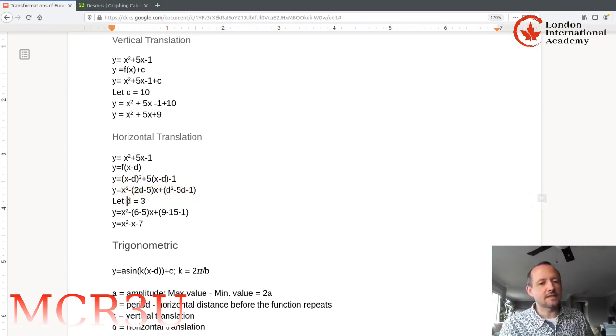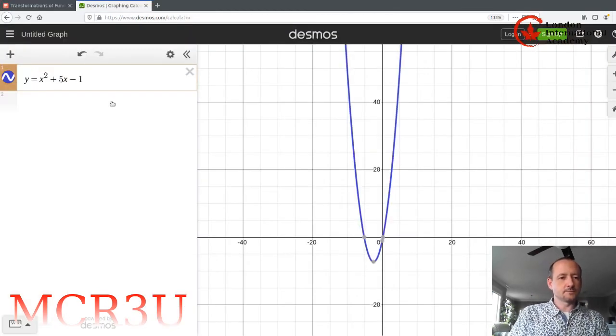In this case, let d equal 3. We're going to move the function horizontally by a distance of 3. And there we put 3 into the equation. 2 times 3 is 6. And 3 times 3 is 9. And 5 times 3 is 15. Simplifying, we get this one. So I'll put this in our equation and see what we get.